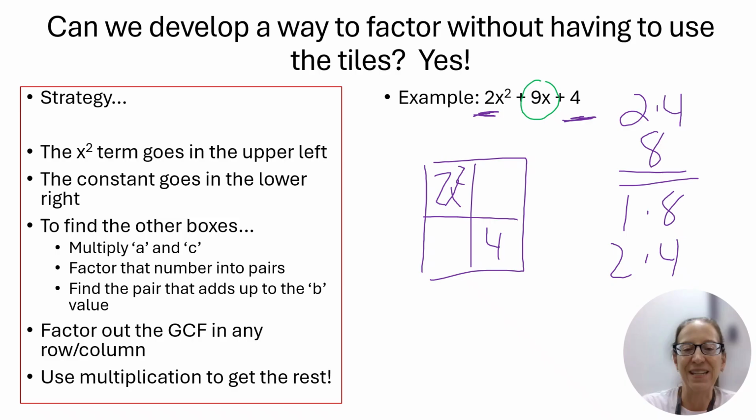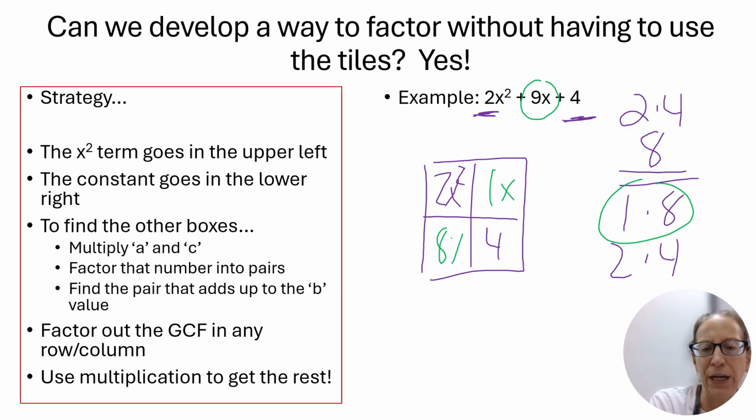You know what? If we could look at the tiles, I don't have the tiles for this one. You'd see it better. But anyway, you look for the ones that add up to the 9. Well, 2 and 4 don't add up to 9, but 1 and 8 do. And so that basically tells you how you're breaking them up.